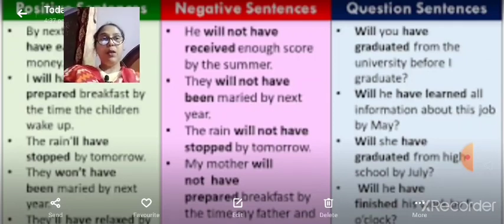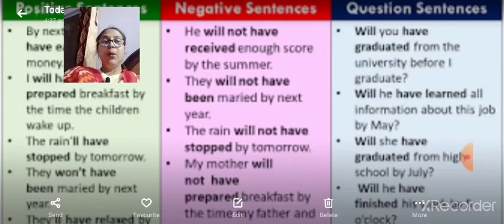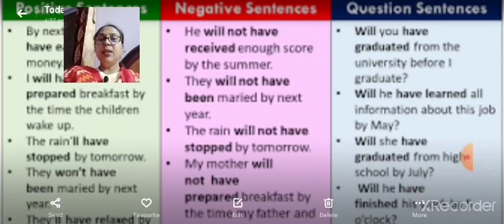Now we are moving to the question sentence, or interrogative sentence. Will you have graduated from the university before I graduate? Will he have learned all the information about this job by May? Will she have graduated from high school by July? So these are the few examples given that you should read, and they are very helpful for you, because whenever you make a question sentence, negative sentence or positive sentence in future perfect tense, you can remember these.